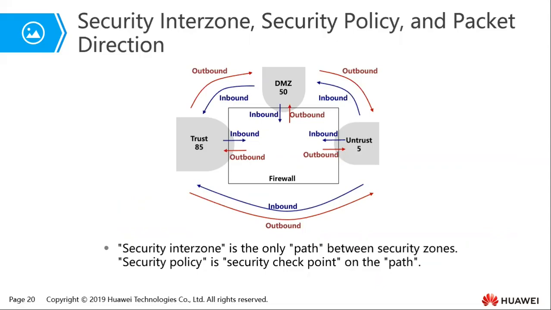Now we have the concept of what we call an interzone, security interzone. The interzone is actually the path between security zones. The path between security zones is what we call an interzone, the path between each security zone. Each interzone has its own view, where most firewall configurations are actually performed, as you're going to see.